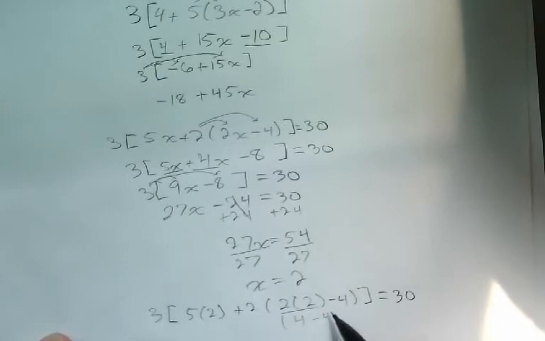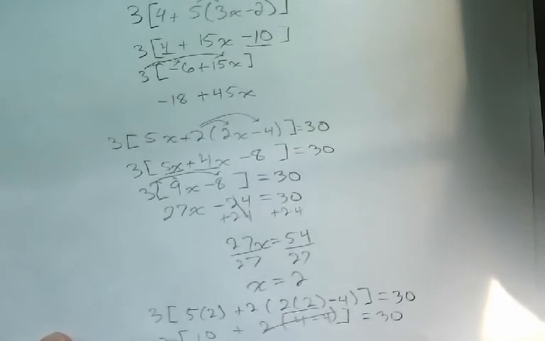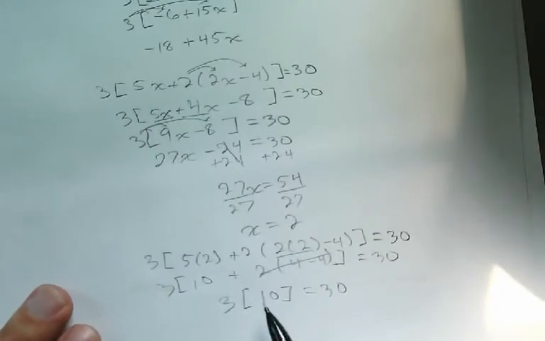4 minus 4 plus, and that's 10. 2 times 4 minus 4, which is 0, is going to be 0. So this all cancels out, and we just get 3 bracket 10 equals 30. 3 times 10 is 30, so 30 equals 30, and it does check out.